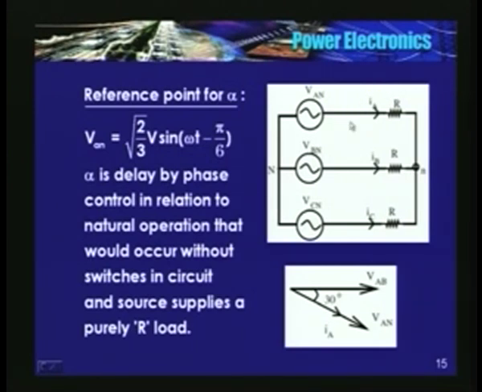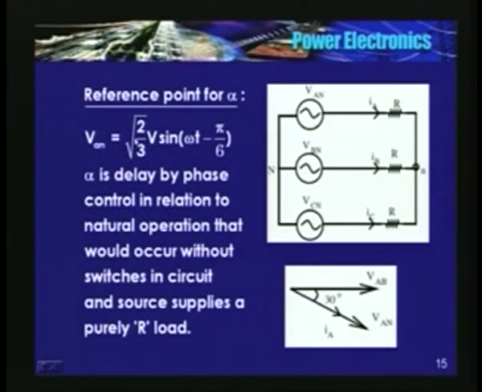So when does this occur? I have defined VAB, the line to line voltage, as root 2 V sin omega t. We know that the phase voltage lags the line voltage by 30 degrees. So it is like this: VAN is given by this equation, minus pi by 6.